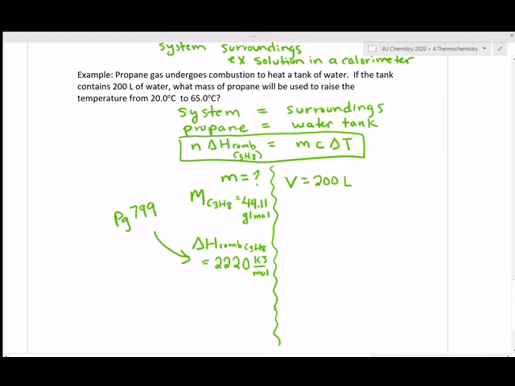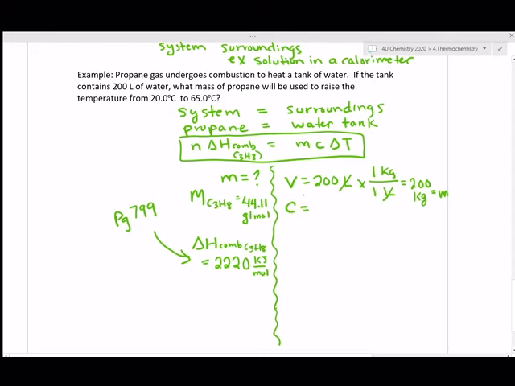I have nothing up here that is to do with a volume, but that's okay because I can use a conversion factor and say 1 kilogram of water is going to take up 1 liter, or vice versa. 1 liter weighs 1 kilogram because the density of water is a gram per mil or a kilogram per liter. So I really do have 200 kilograms, which is going to be my mass. So now I've got my mass.